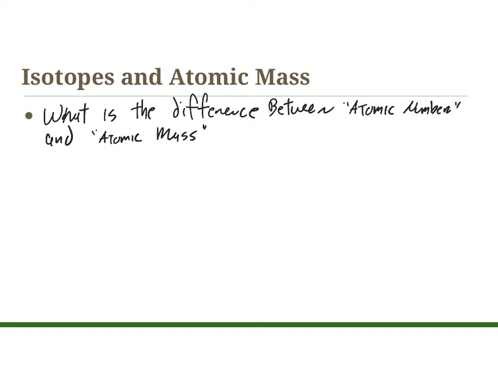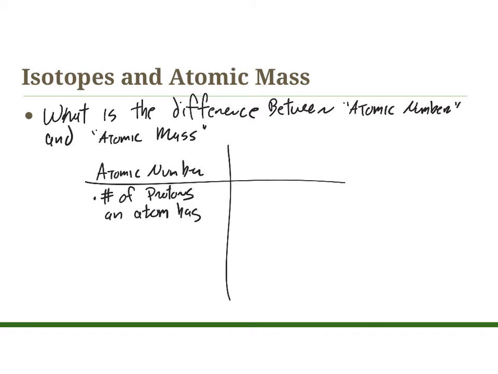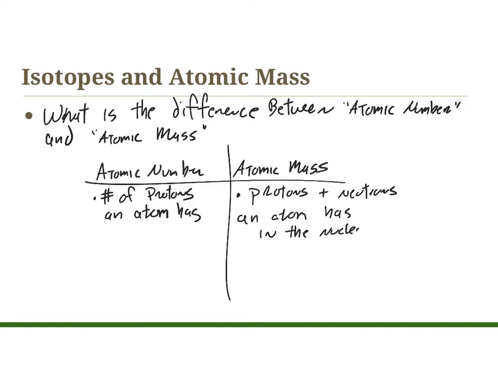If you recall, atomic number was defined as the number of protons an atom has, and the atomic mass is defined as the protons plus the number of neutrons an atom has in the nucleus. So we need to kind of keep that in mind.